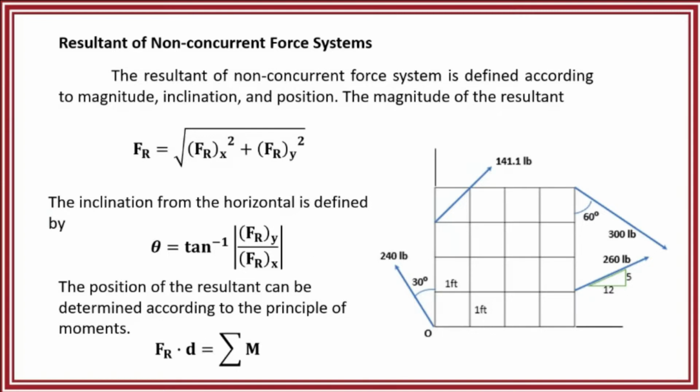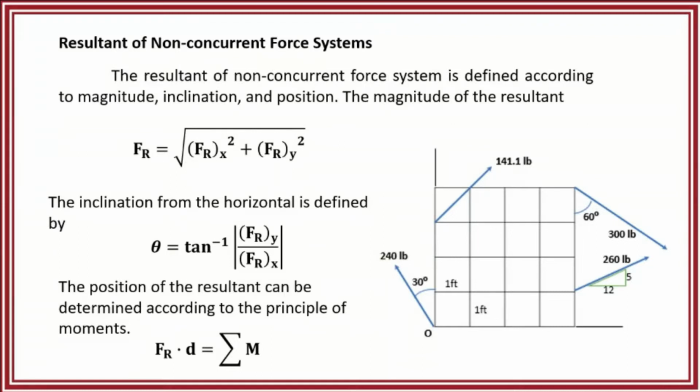The resultant of a non-concurrent force system is defined according to magnitude, inclination, and position. So those are the three. To solve for the resultant of the forces, this is the formula we will use. The resultant force is equal to the square root of the x component, or the summation of forces along the x-axis squared, plus the y component of the resultant force, or the summation of forces along the y-axis.